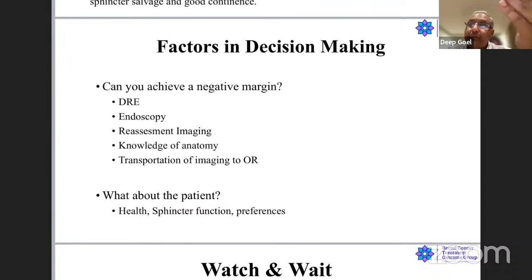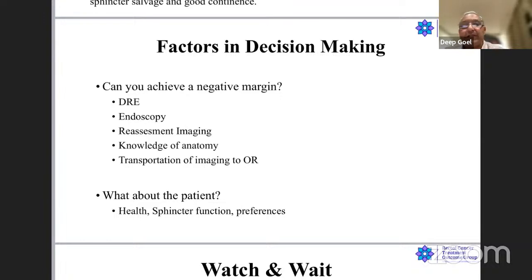You need to transport your images, especially the MR images, to your operation room and visualize what operation you are doing, what the organs involved are, where the sphincter is and how you are going to cut, where the anastomosis is, how the CRM is, everything together. You need to apply your mind to that particular patient. You need to look at the health of the patient, sphincter function, and at the end, have a very open discussion with the patient about what kind of functionality the patient is expecting and what the patient wants.